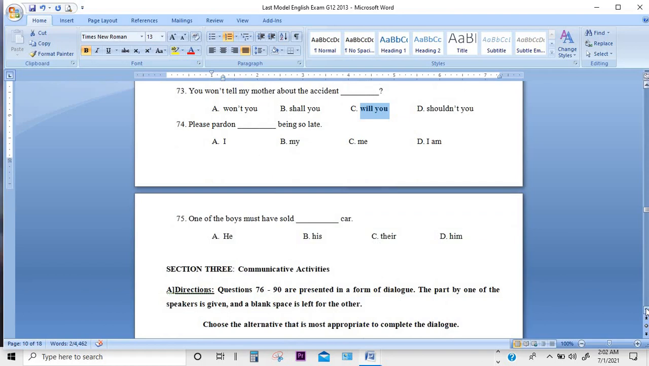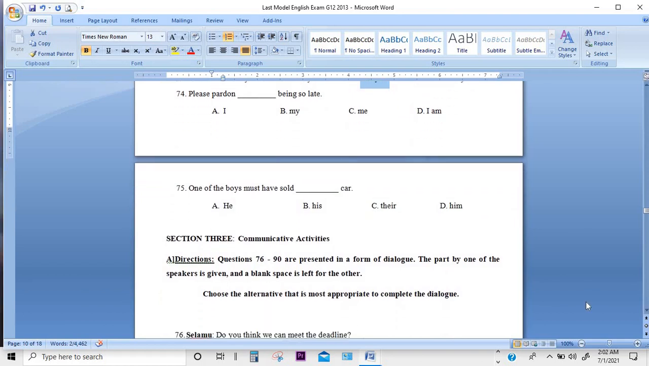Okay, 74, please pardon dash being so late. Please pardon. Now pronoun ምን አይነት pronoun ነው? subject pronoun ወይስ object pronoun ነው? እዚህ ጋር ከሁለት አንዱ ነው የሚሆነው። possessive አይሆንም። ማይ እናስወግዳለን። I am subject verb structure ፈልግም አንደኛ እሱን አስወግድም። ሁለተኛ ቢ የሚነጻጽረው I እና me ነው። ስለዚህ I is subject pronoun, me is object pronoun. Pardon me. Please pardon me being so late.